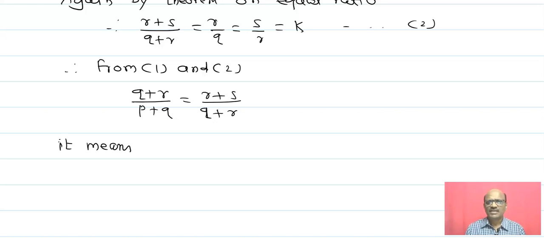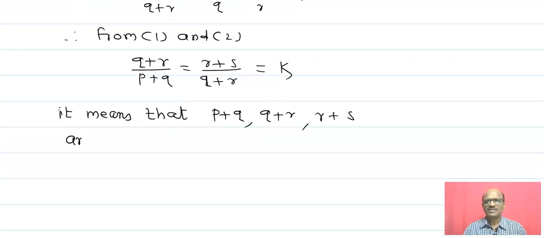Now in this way I have completed up to question number 10. I hope that you have understood all the answers that I have given. It means that p plus q, q plus r, r plus s are also in GP because their ratio is a constant.